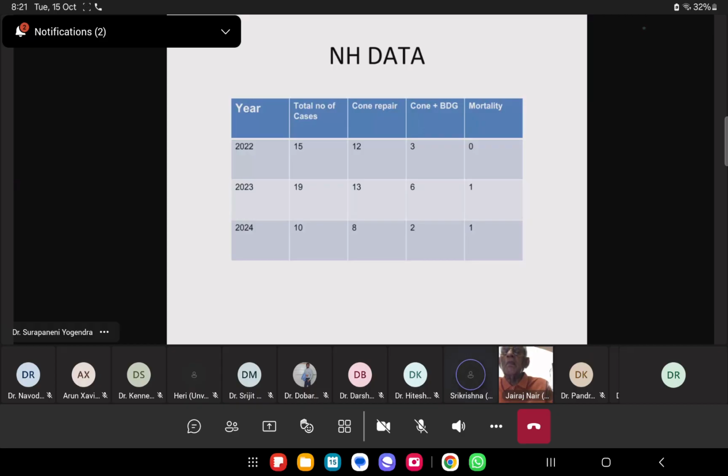NH data: in the last 3 years, a total of 44 patients have been operated. In 2022, 15 patients. Of those, 12 patients underwent cone plus BDG, and there was no mortality. In 2023, 19 patients were operated, 13 required only cone repair, and 6 required cone plus bidirectional Glenn. There was one in-hospital mortality. In 2024, 10 patients were operated, 8 underwent cone repair, and 2 patients required cone plus bidirectional Glenn, and there was one in-hospital mortality.